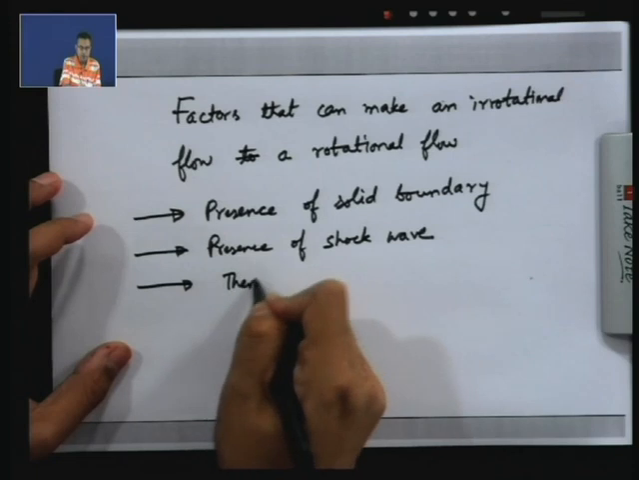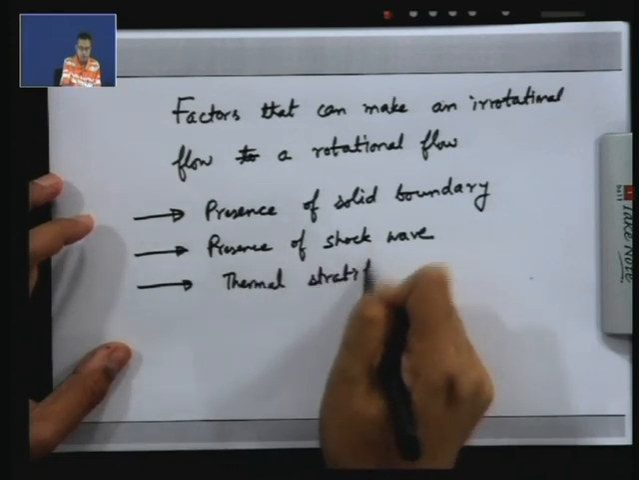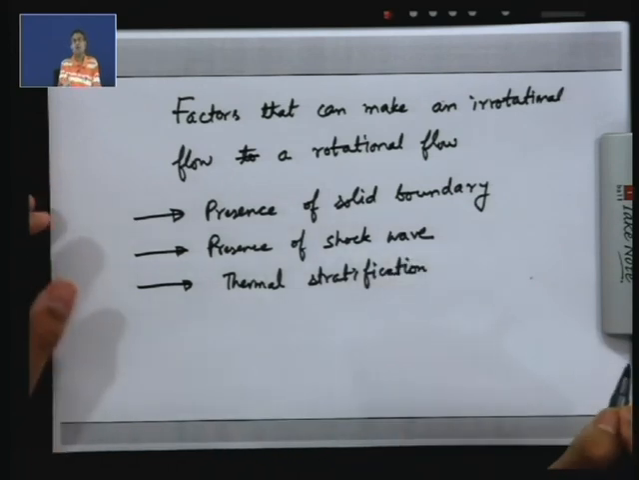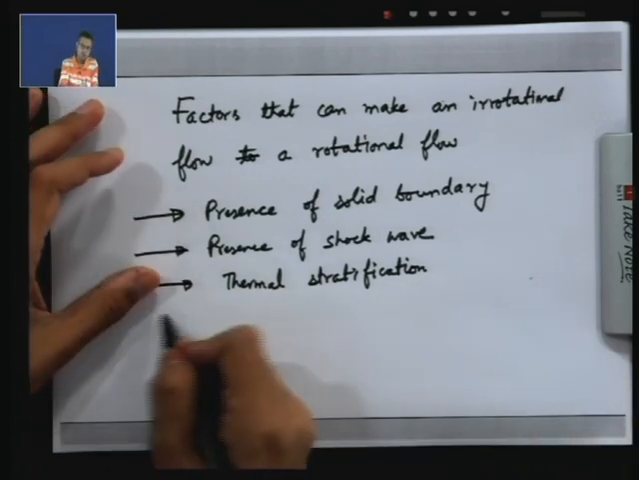Thermal stratification. If you have thermal stratification, that means based on density different layers of fluids are stratified. So the lighter fluid is at the top and the heavier fluids are at the bottom, and the lighter and heavier fluids are based on higher or lower temperatures. So this is called thermal stratification, that can also make an irrotational flow a rotational flow.